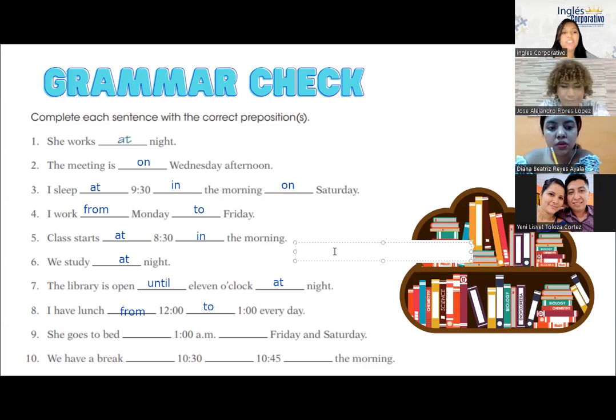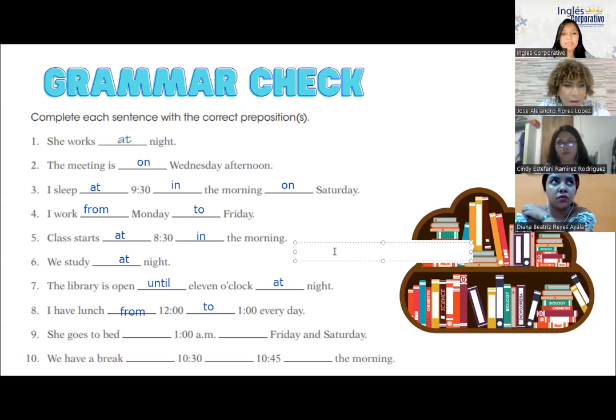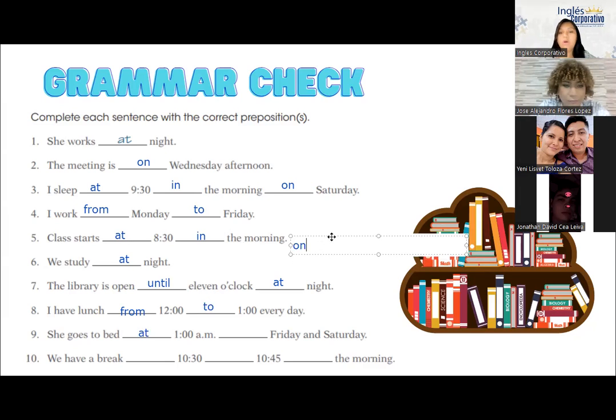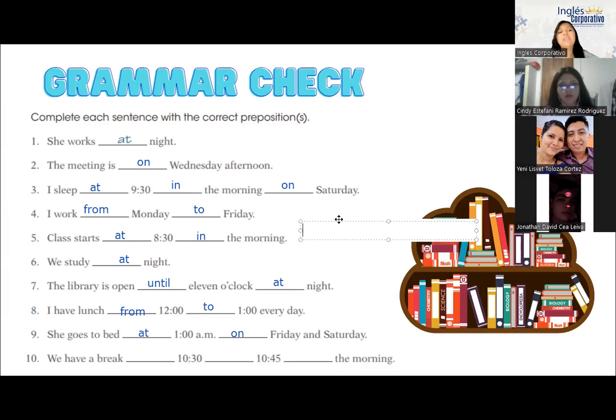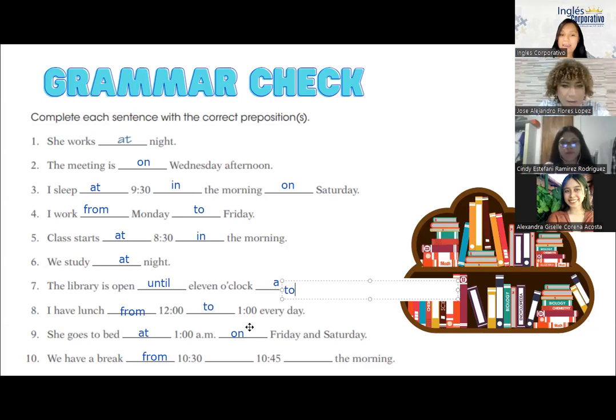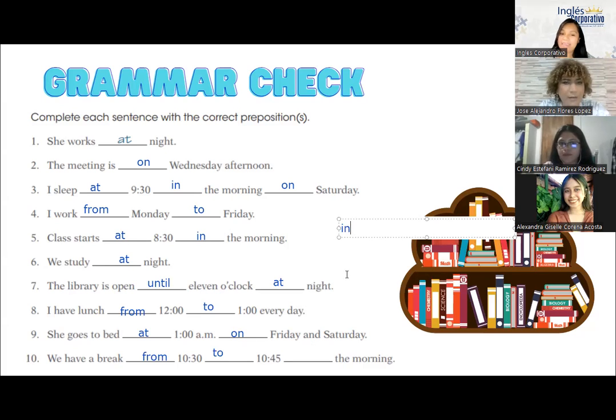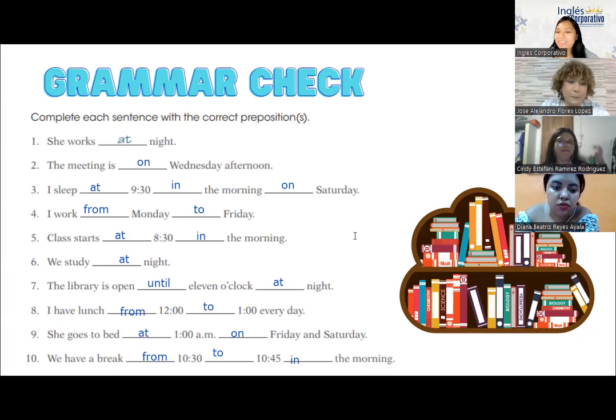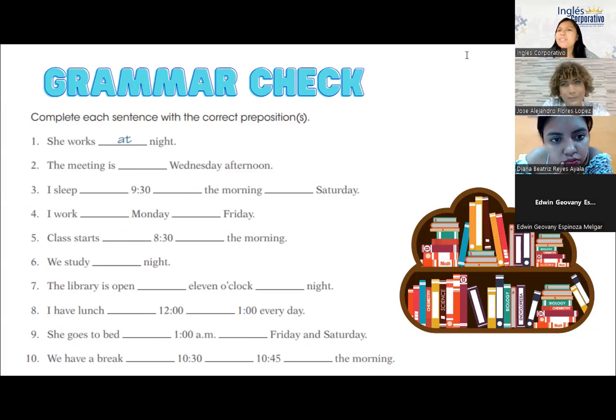Number 8. From 12 to 1. Number 9, she goes to bed at 1 a.m. on Friday and Saturday. Number 10, we have a break in the morning. Okay, very good. All right, so guys, do you have any question? ¿Tiene preguntas? ¿Tiene dudas? No right now? No, teacher. Okay, let's continue.